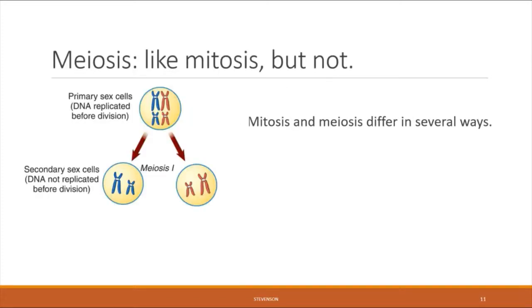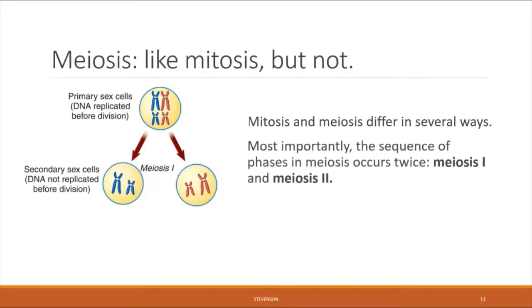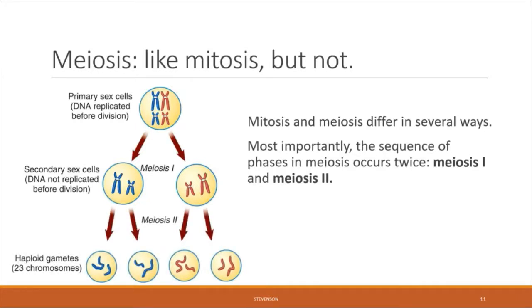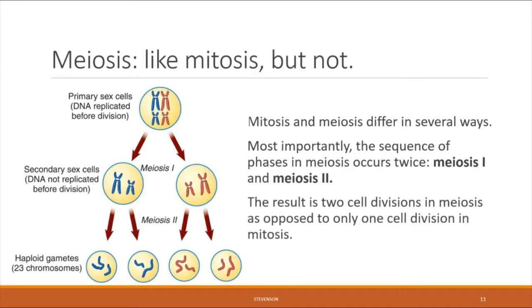So although the basic sequence of phases is the same between mitosis and meiosis, the two processes are also different in several ways. And perhaps the most important difference is that that sequence of four phases occurs two separate times over the course of meiosis. There's one division called meiosis I and a second division called meiosis II. So the result is that instead of only producing two cells from a single division, meiosis yields four separate cells from producing two cells and then those two cells split in half again.